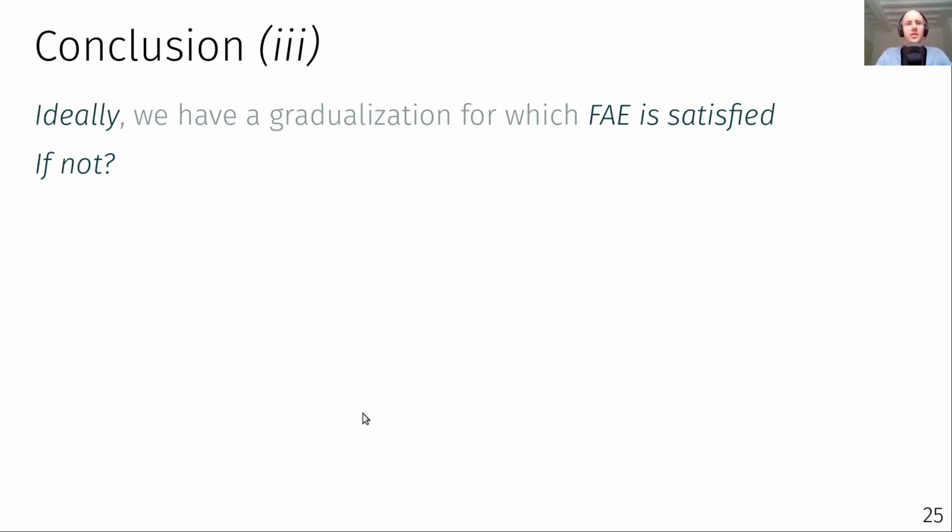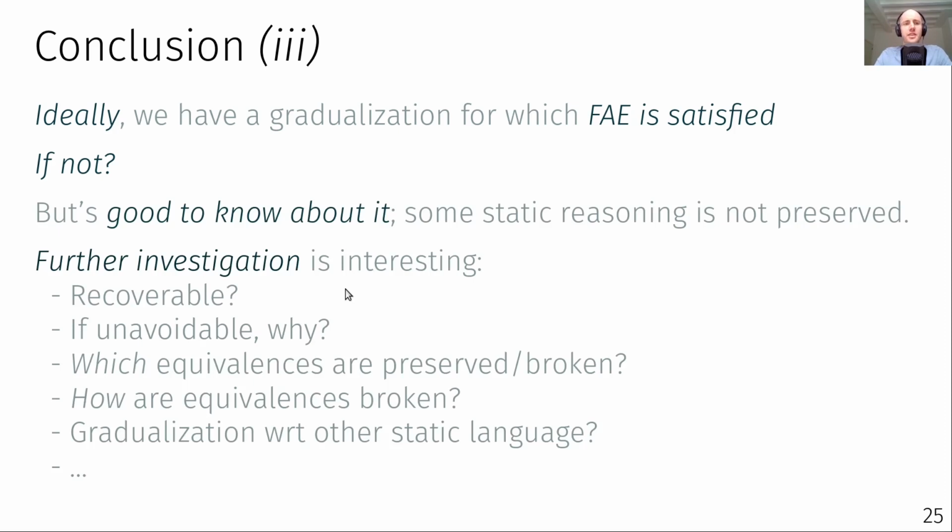Lastly, we want to say that ideally FAE is satisfied for a particular gradualization. If not, however, we want to say that it's good to know about it, because some static reasoning principles are not preserved. We also want to say that further investigation here is definitely interesting. You can ask yourself, is it recoverable? Is it unavoidable? And if so, why? You can ask which equivalences are exactly broken or which ones are preserved, and how they are broken. And then also you can check if your gradualization might be a bit more natural with respect to another static language, like we did with GTLC.